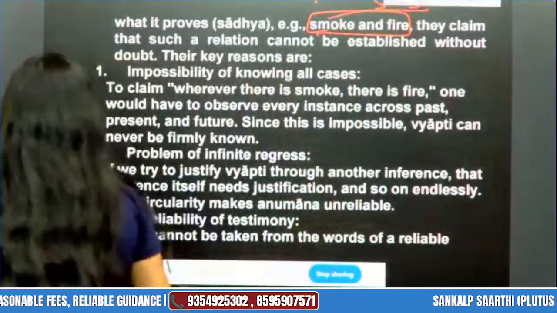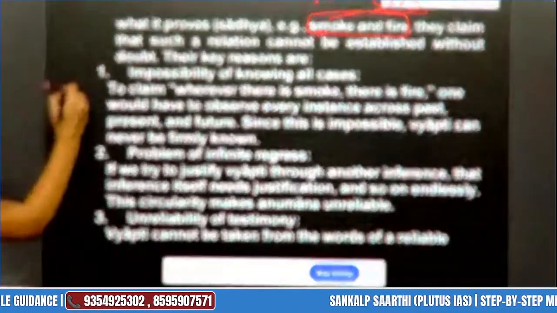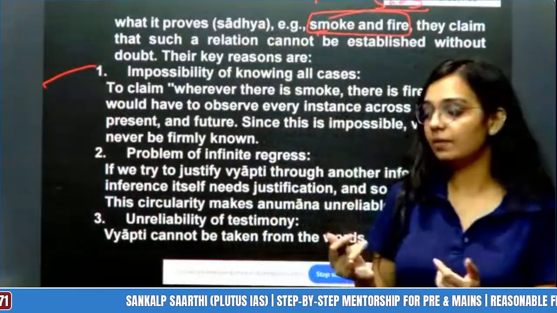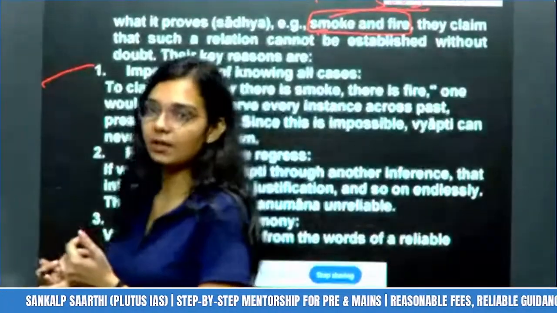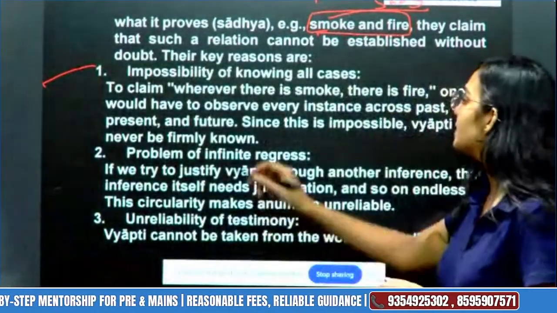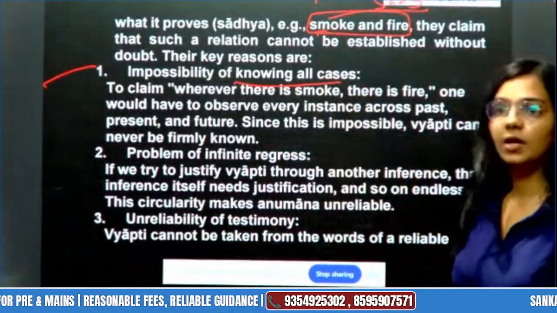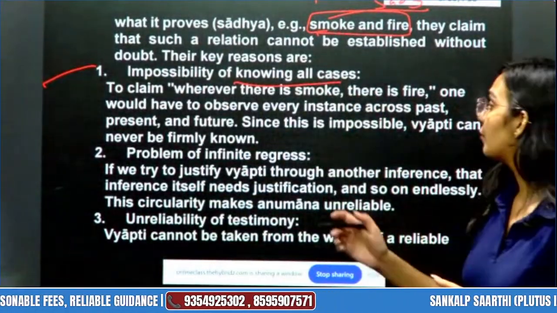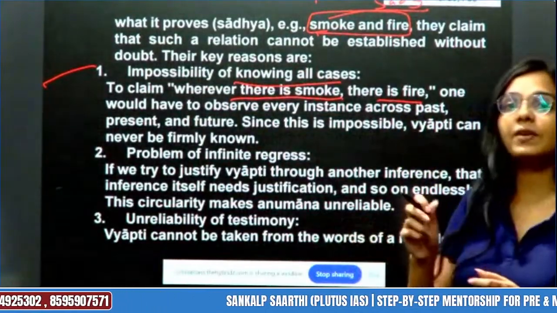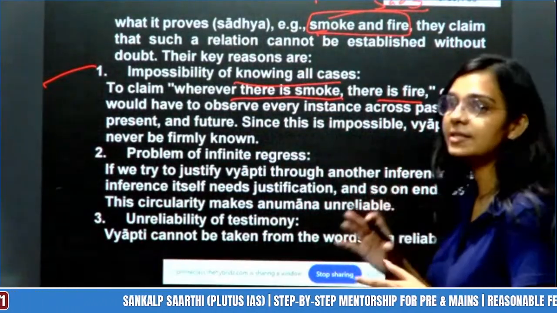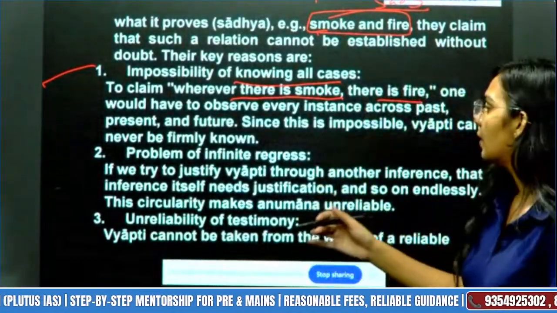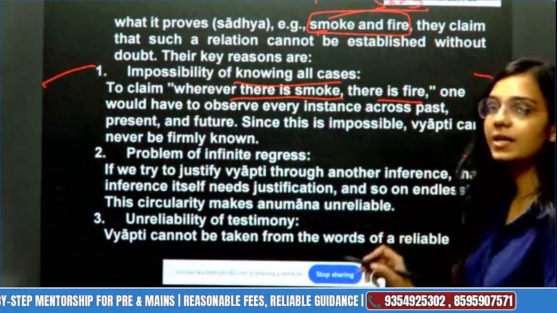Okay. So now he says that it's impossibility in all cases, right? Because there are different pramanas, the inference is there, testimony is there, right? So he criticized each one of them individually. What did he say? That it's impossible to know all cases. To claim to know that, for example, wherever there is smoke, there is fire, you have to observe every instance. You have to observe every step to prove this theory, right? So he says that it's impossible to do that, and on the basis of this, he rejects it.